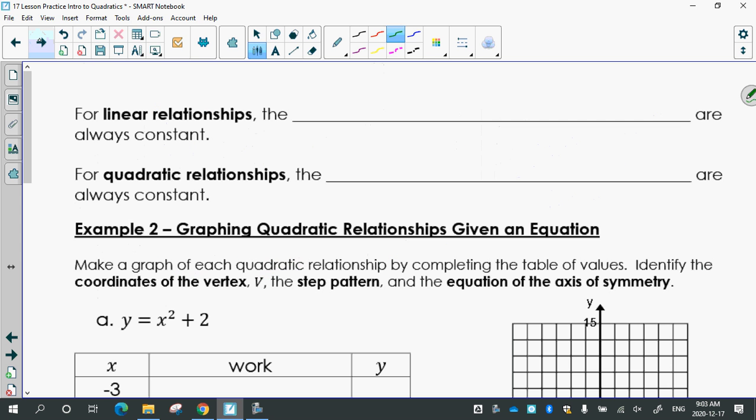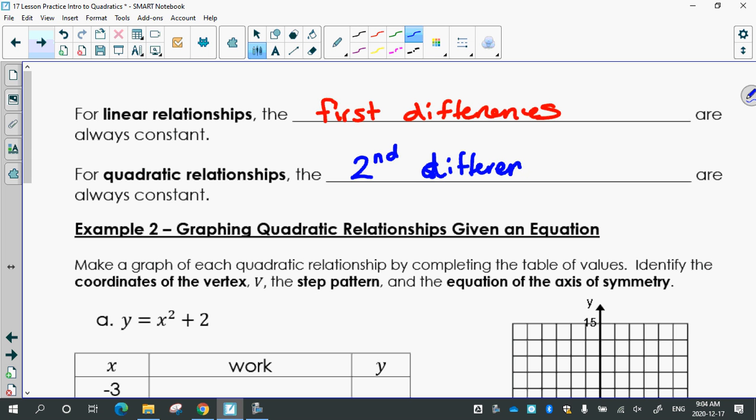Exponential. For linear relationships, the first differences are always constant. For quadratic relationships, I'm just going to use the 2 with the little nd up there, second differences are always constant.